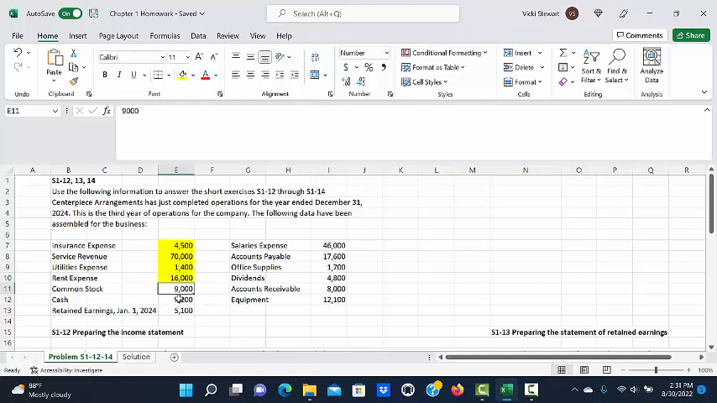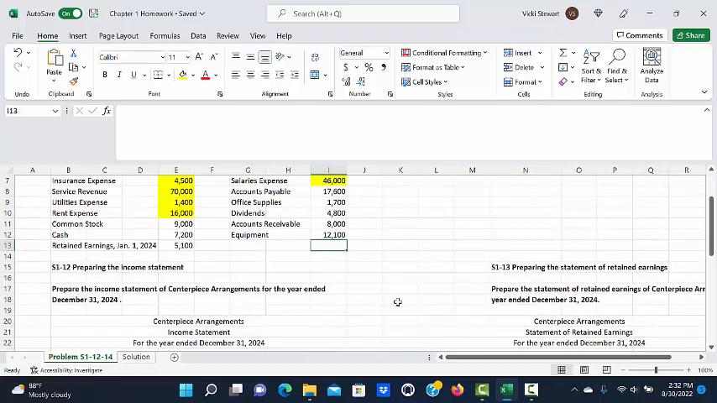However, none of the rest of the accounts that are listed are a revenue or an expense account. But when we go to the second column, we see salaries expense, and that would be included on the income statement. But none of the rest of the accounts that are listed in this column would be on the income statement. Now that we have our accounts, we're ready to complete the income statement.